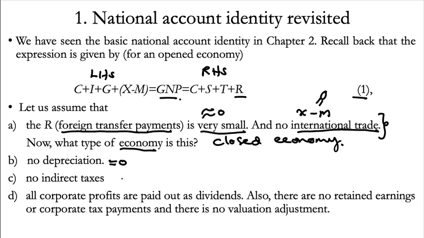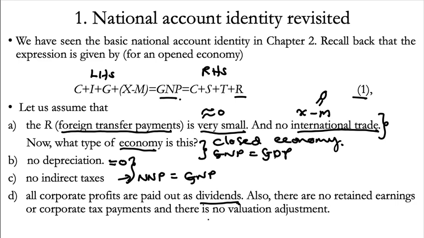Now let's move to the third assumption, in which we assume we don't have indirect taxes. If we don't have indirect taxes, the implication is that NNP equals GNP, and here GNP equals GDP, isn't it? Now look at the last assumption. All corporate profits are paid out as dividends. Also, there are no retained earnings or corporate tax payments, and there are no valuation adjustments. So any kind of tax that is not related to factor production is taken out.